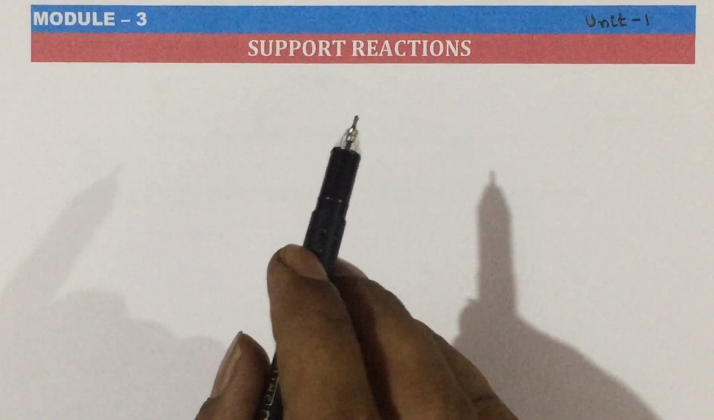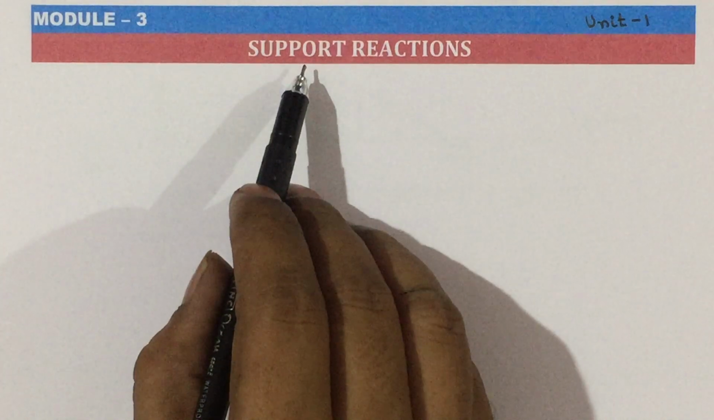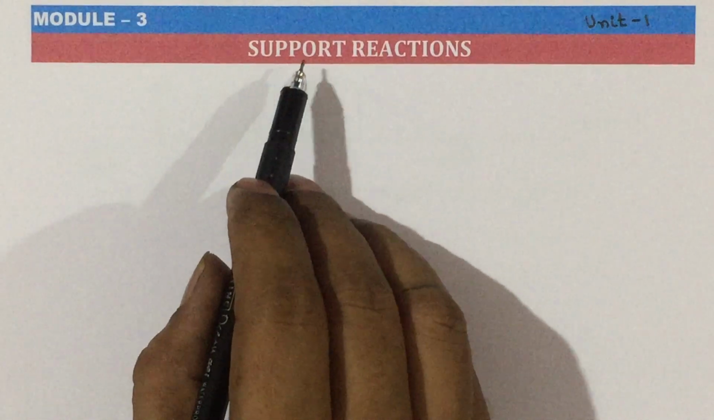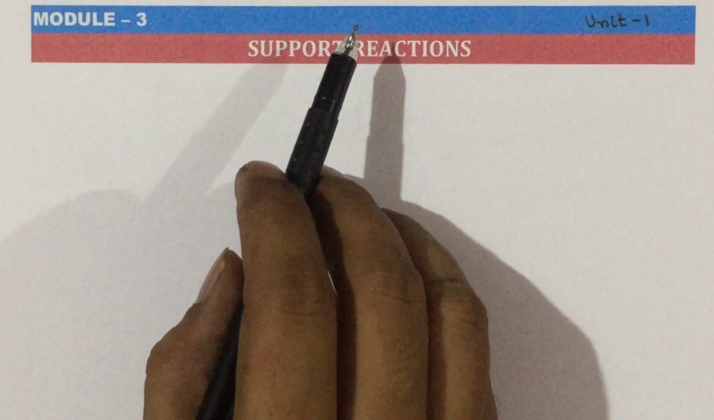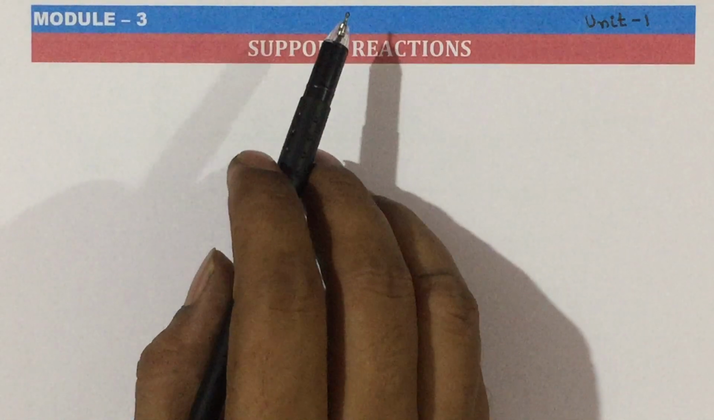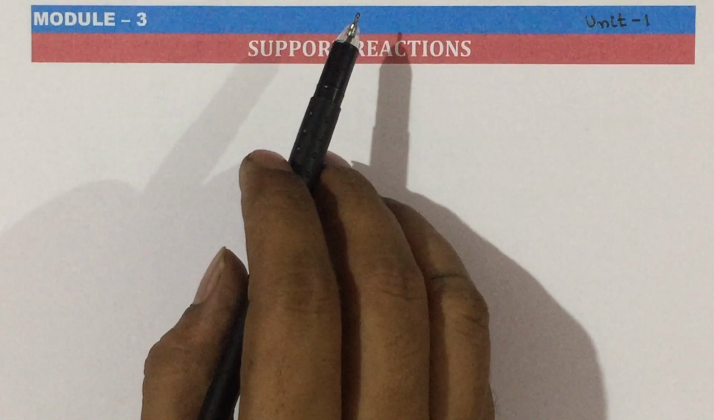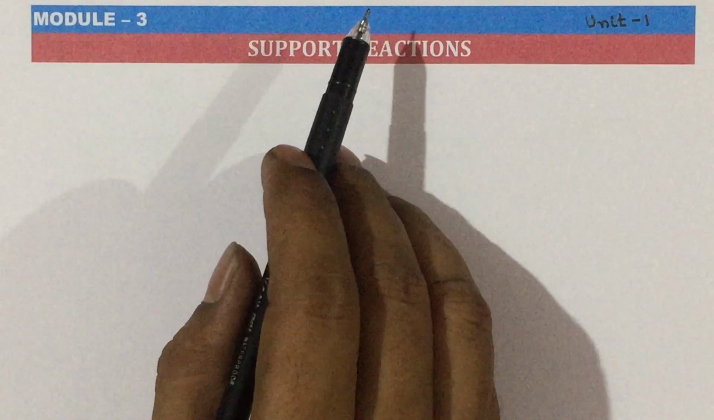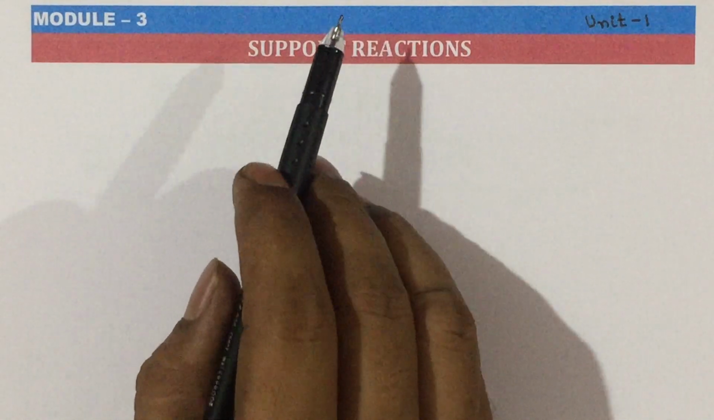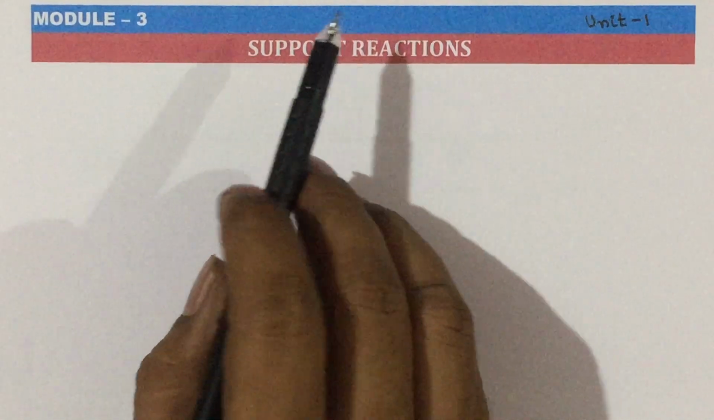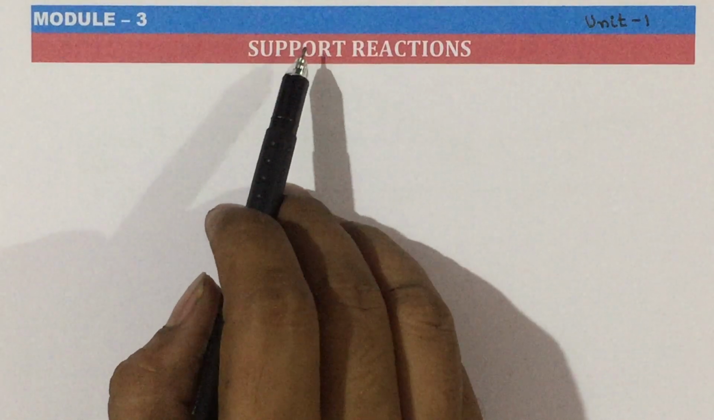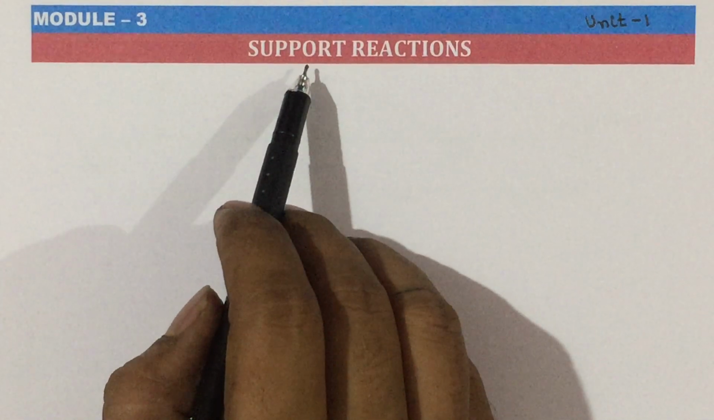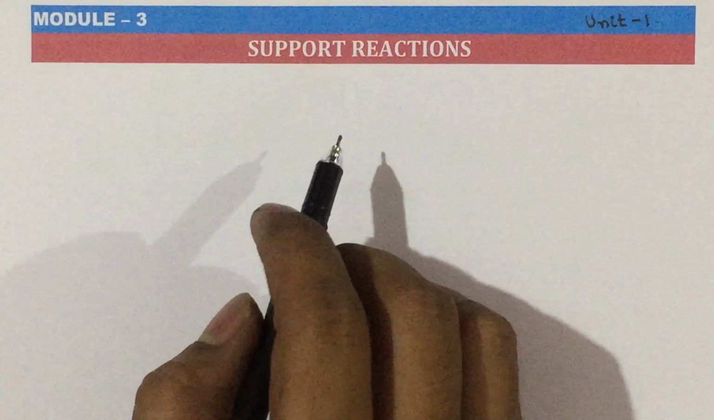For any structure to balance itself, we need supports. Upon the support, we are applying some forces. Those forces we call action. As per Newton's third law, for every action there will be an equal and opposite reaction. So, if we apply some action on the support, it will produce reactions. That type of support reactions we need to calculate.